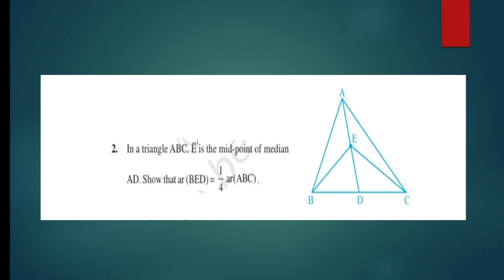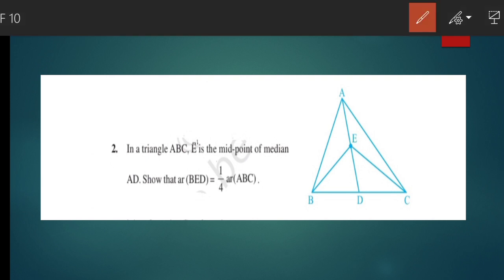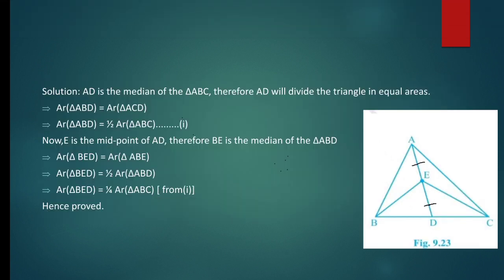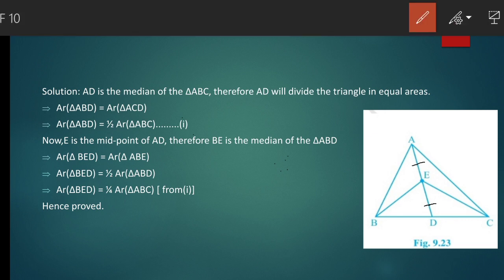Now this is the second sum. Here it says in the triangle ABC, E is the median of AD. Show that BED is equal to 1/4 of ABC. So this BED, we have to show that it is 1/4 of the full triangle ABC. So here is the solution.